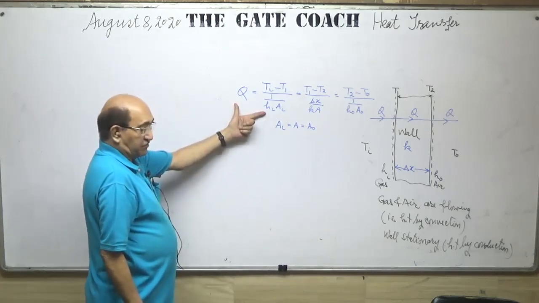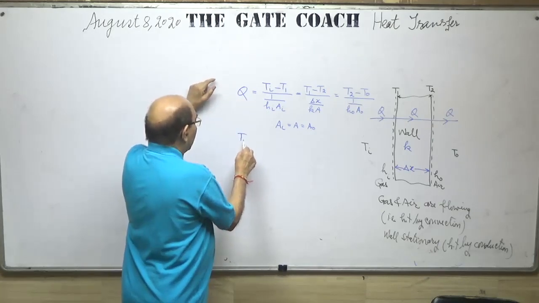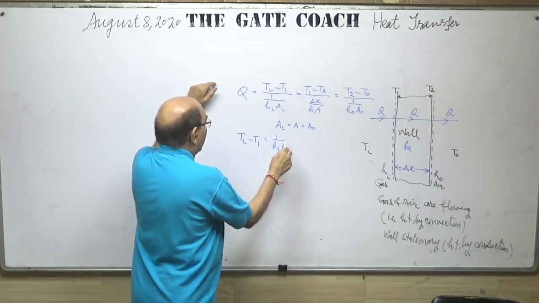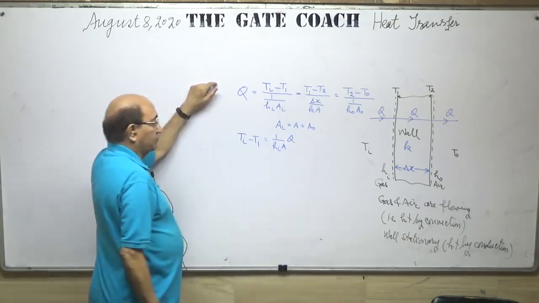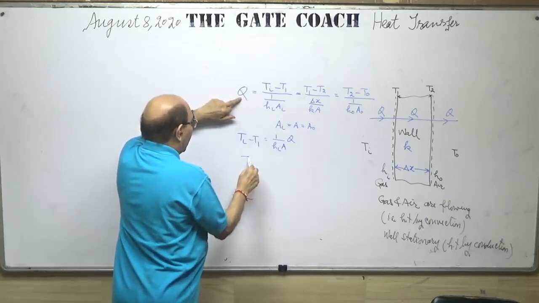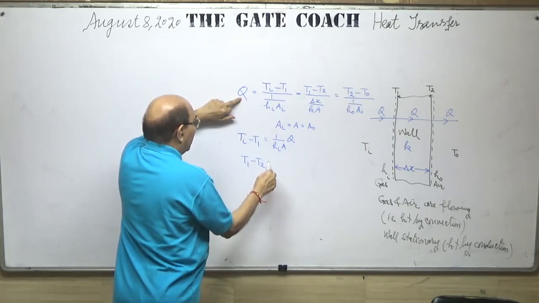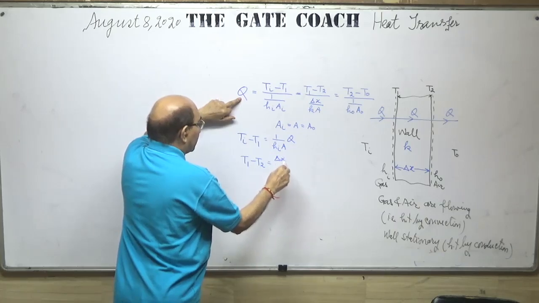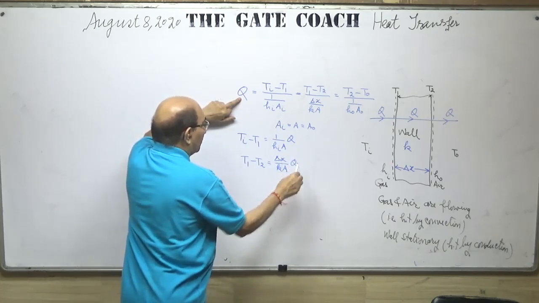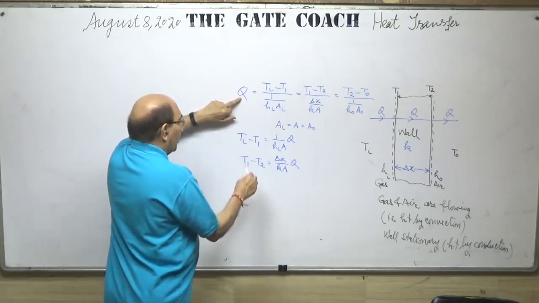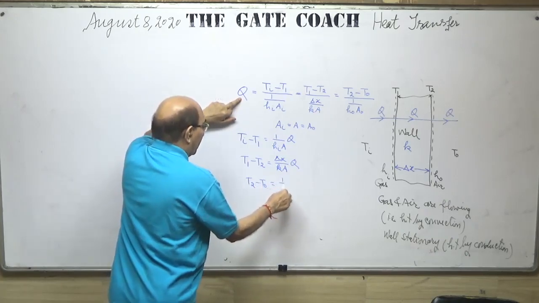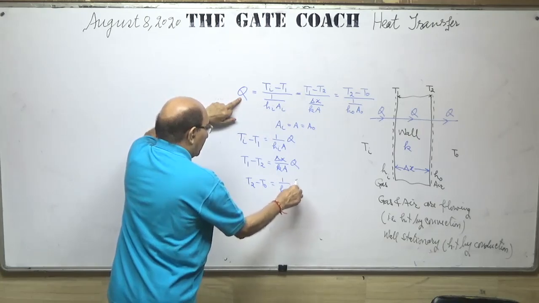So let me write this first equation. This is Ti minus T1 is equal to 1 upon Hi A into Q. With the help of the second equation, I can write T1 minus T2 is equal to delta X upon Ka into Q. And the last equation, T2 minus To is equal to 1 upon HO A into Q.